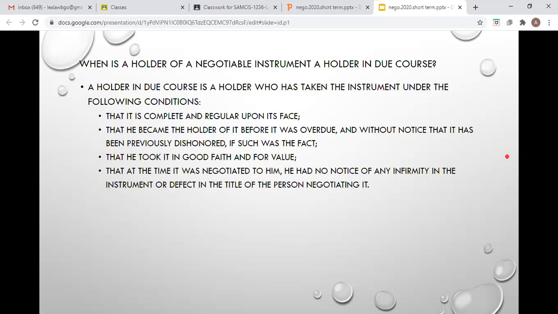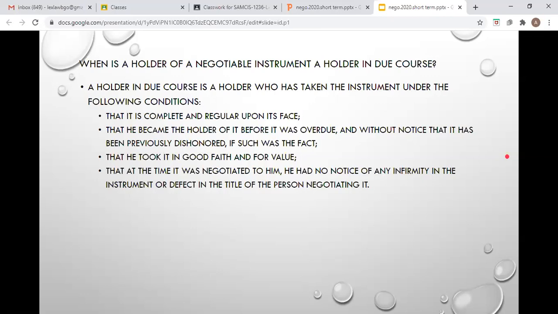So ano kaya yung tinatawag nila na infirmity in the instrument? Halimbawa, there is material alteration there. There is forgery in the instrument. Those are infirmities in the instrument. Okay? There were insertions in the instrument which are not obvious. Then in that case, that's considered as an infirmity in the instrument.